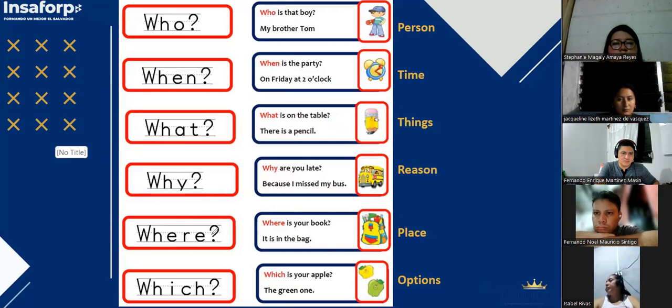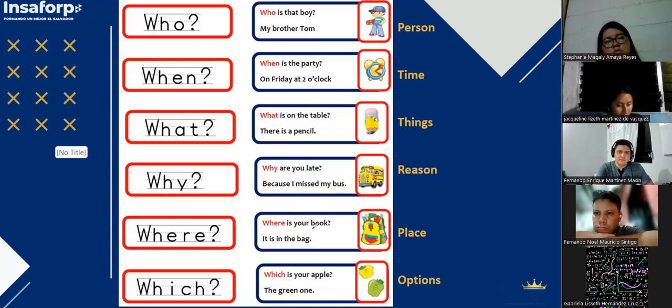When someone asks where, we usually respond with prepositions of place, okay? And when, maybe we answer with prepositions of time, okay? Like on and at. But when we answer questions about places or locations, we use prepositions of place, location, right? Where is your book? It is in the bag. Este in means inside the bag. Okay? It is in the bag. It's a place where you can find out a book, right?